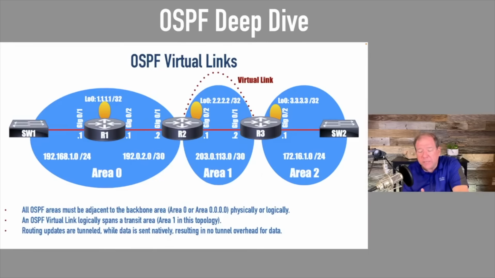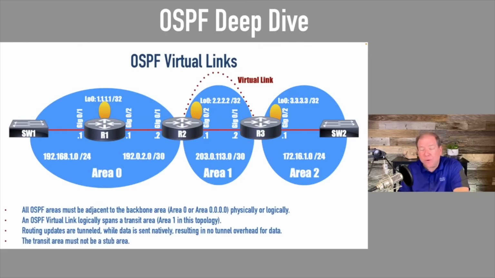With virtual links, only the routing updates themselves, like the hello messages, are going over that virtual tunnel, but the actual data is not. The actual data does not get encapsulated. It's still just going from R3 to R2. It doesn't get extra headers, so we don't have to worry about the MTUs or anything like that. It's not too bad, actually.